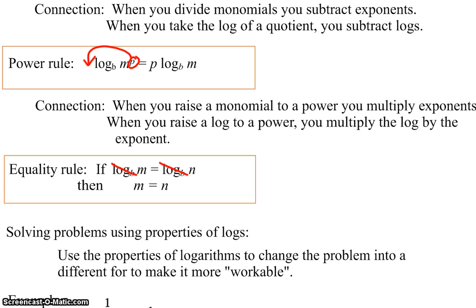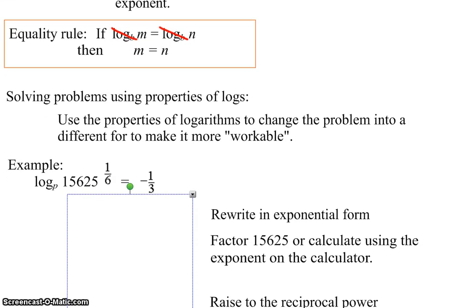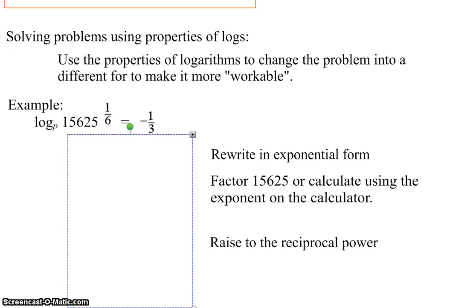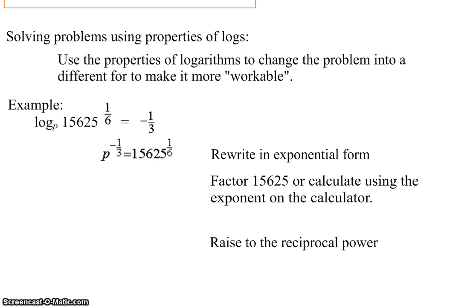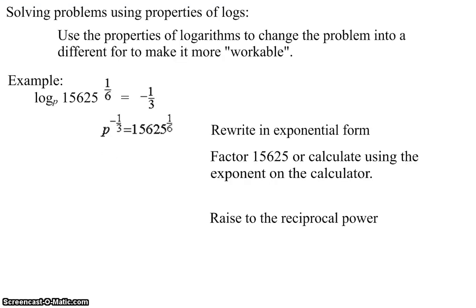Now, let's go ahead and solve some problems with it. We're going to use the properties of logs to make it a little bit more workable. We're starting with log base p of 15/625 to the 1/6 equals -1/3. So the first thing I did was I rewrote the problem using exponential form. So I had p to the -1/3 equals 15/625 to the 1/6.